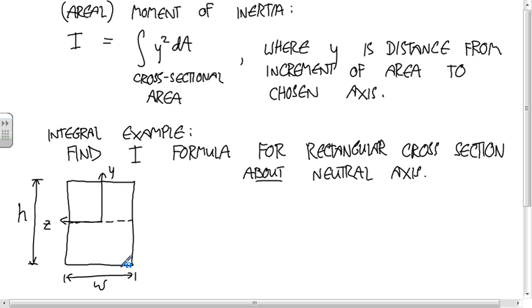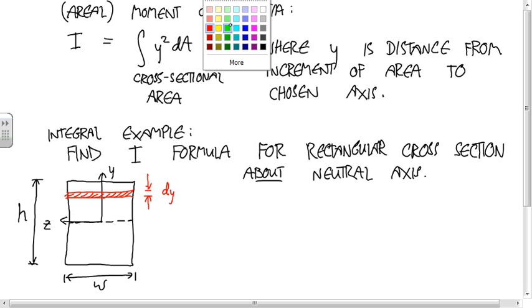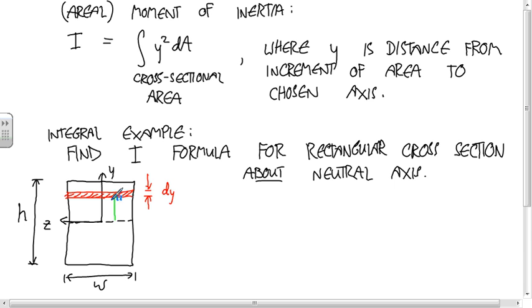So the clover thing popped into my mind first, but how about this? This seems better actually. How about just thin strips like this? Okay. So the thickness is dy. This distance is y.